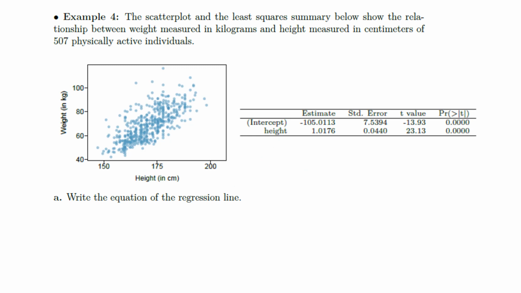So it's very similar to what you saw in StatsCloud. So here we have height as the x, we have weight as the y. So this number right next to our height variable, that's our slope. And then this one up here is our y-intercept. So we would say weight is equal to 1.0176 times height minus 105.0113.